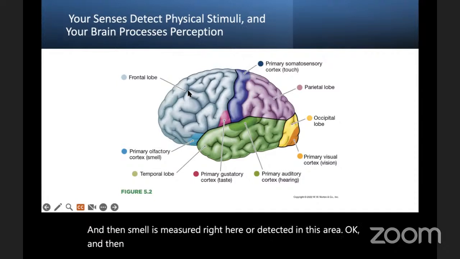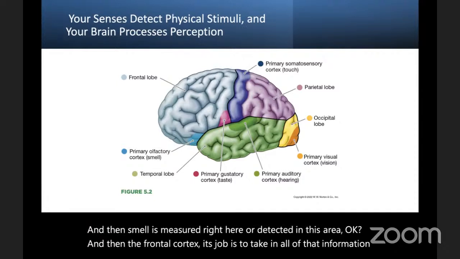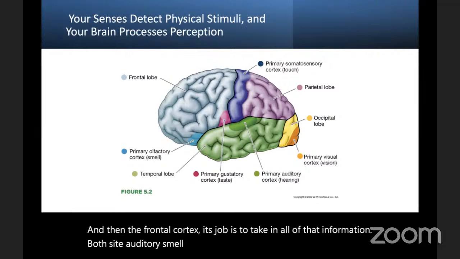And then the frontal cortex, its job is to take in all of that information, both sight, auditory, smell, and make sense of it and interpret it, okay?